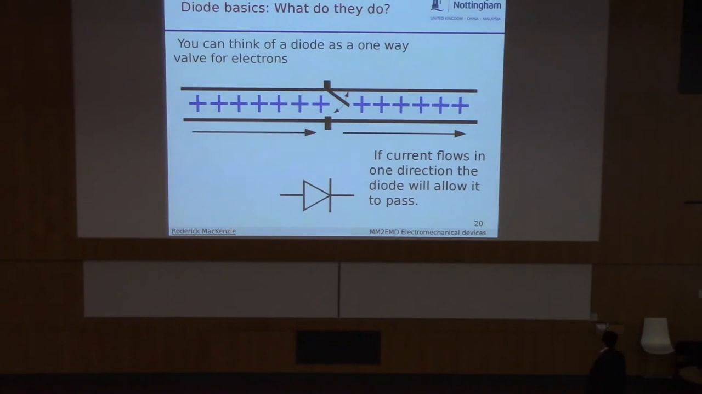So the idea of a diode is it lets current through one way. It's like a little trapdoor. You can think of it in mechanical engineering terms as a pipe. Here we've got some positive charge flowing along, and we've got some type of trapdoor here. Because this trapdoor is set up like this, the charge quite happily flows through it.